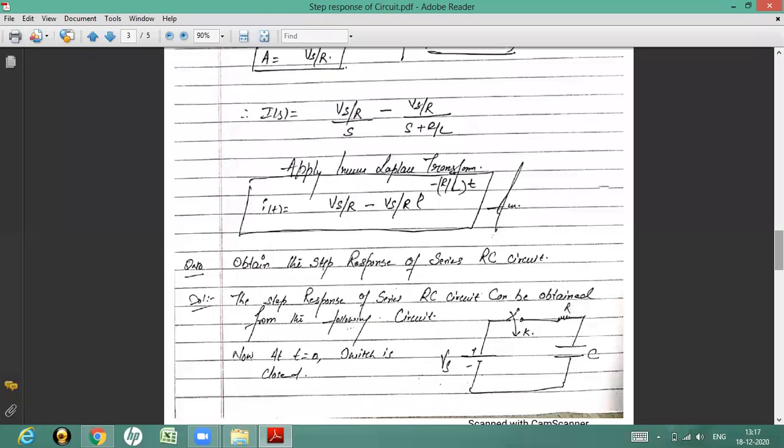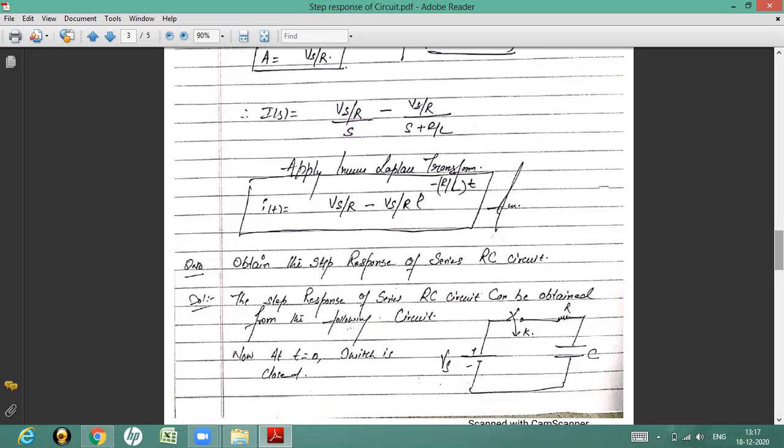It is given in the circuit diagram. You can see that the arrow is towards downward, and we know that when a switch has an arrow downwards, that means at t is equal to 0 the switch is closed. Also you know that in transient analysis, we have to analyze what happens at t is equal to 0. There are three things in transient analysis. Number one is t is equal to 0, t is equal to 0 minus, and t is equal to 0 plus.